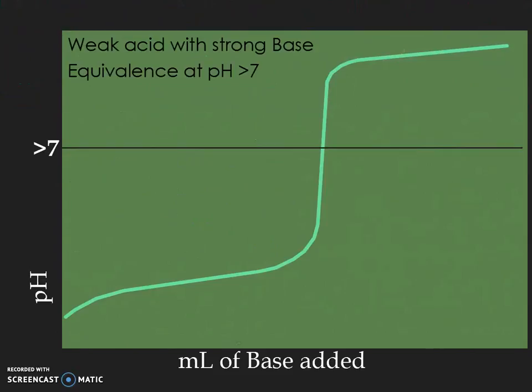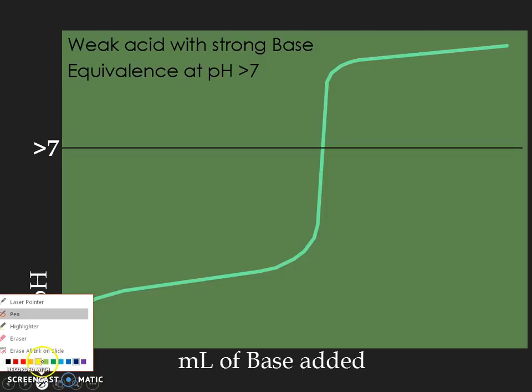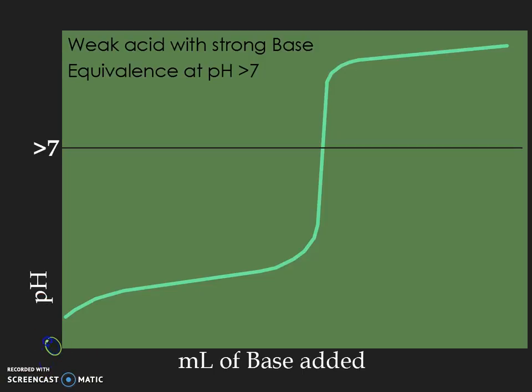But we would probably want to go with bromothymol blue instead. Okay, well, what if we had a weak acid with a strong base? If we had a weak acid, the pH is not going to be as far down. Remember, this is pH of 0 down here, and as we go up, it gets higher, right? So our weak acid isn't going to have as low of a pH. It'll start up a little bit higher.